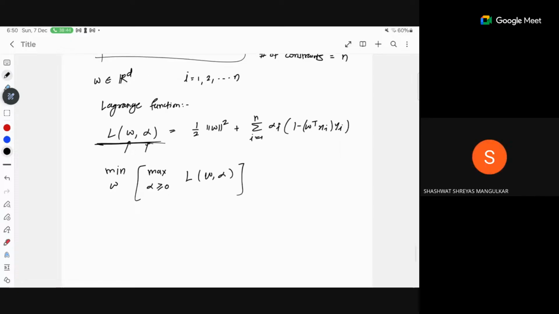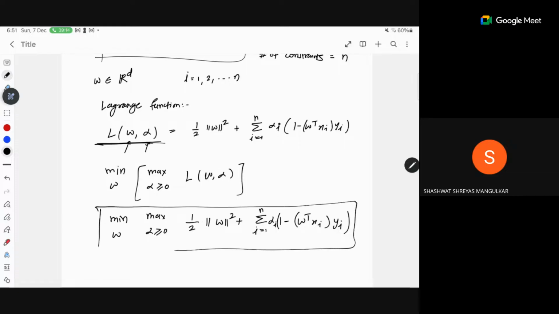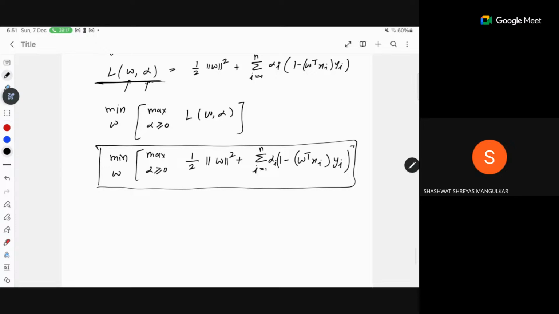Yes, sir. Okay. And that means if I write it again, it has to be alpha is greater than or equal to 0. What is the Lagrangian function here? Half the length of W squared plus summation of i equal to 1 to n, alpha i times 1 minus W transpose psi i. And it's minimizing, right? And this is what my primal problem is. This is what it is called as a primal problem.